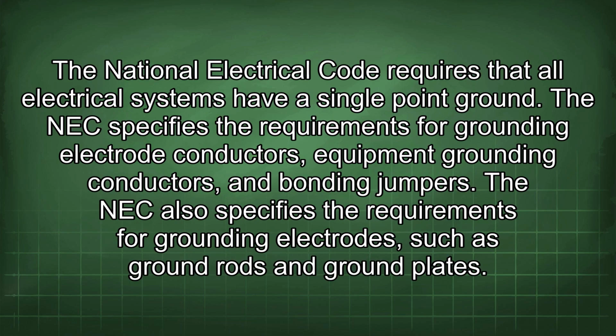The National Electrical Code requires that all electrical systems have a single-point ground. The NEC specifies the requirements for grounding electrode conductors, equipment grounding conductors, and bonding jumpers. The NEC also specifies the requirements for grounding electrodes such as ground rods and ground plates.